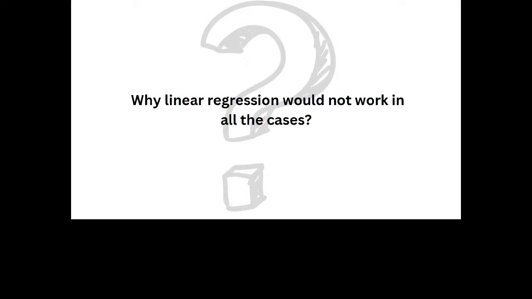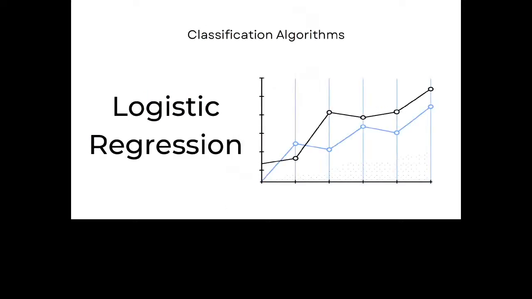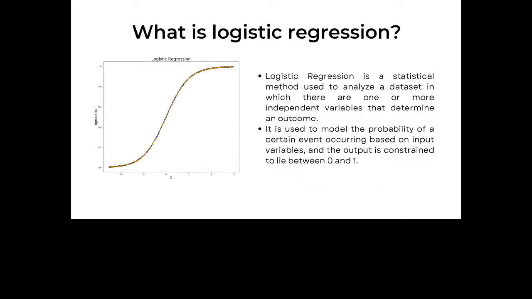So we'll now see the first type of classification algorithm, that is logistic regression. Let's look into the definition of it. Logistic regression is a statistical model that is used to analyze the relationship between a binary dependent variable and one or more independent variables. A binary dependent variable means a variable that only takes two values, such as yes or no, true or false, or presence or absence of something. So it's just a binary dependent variable.